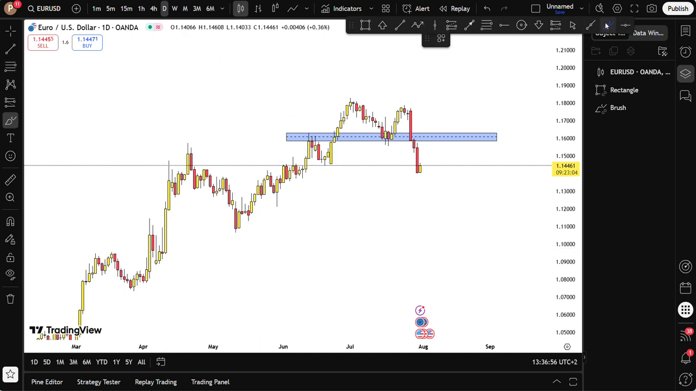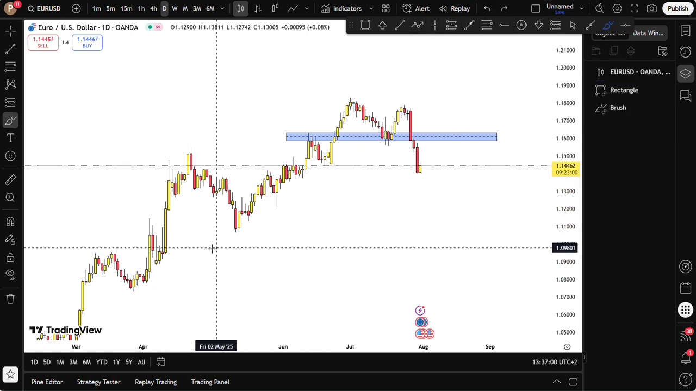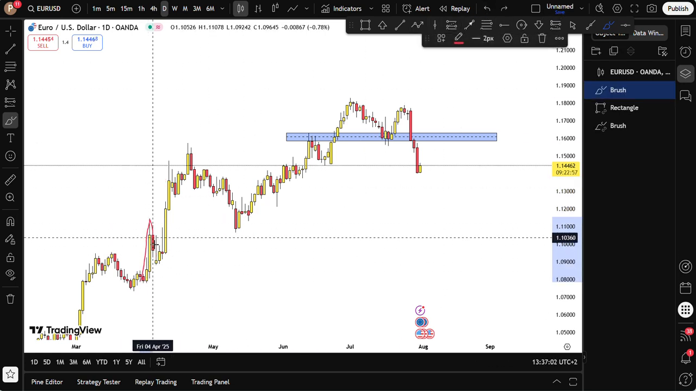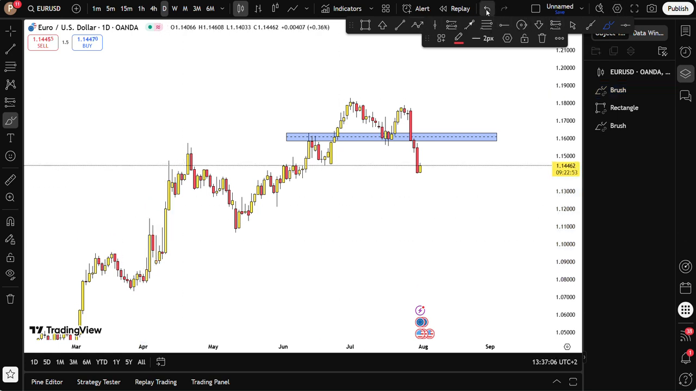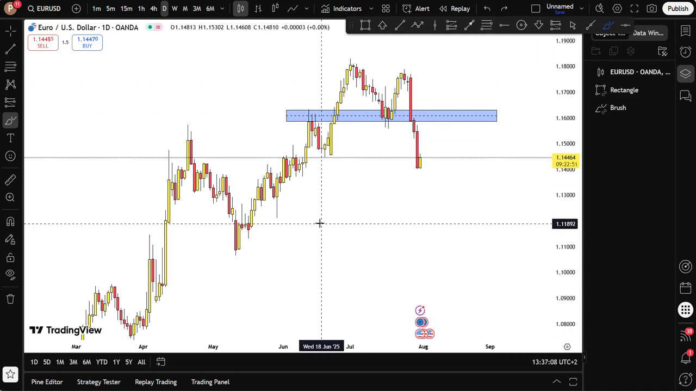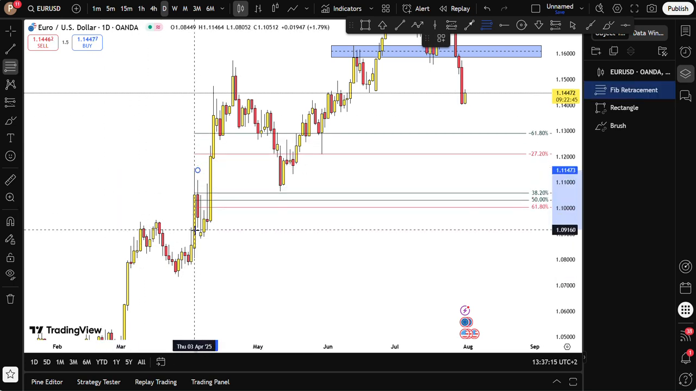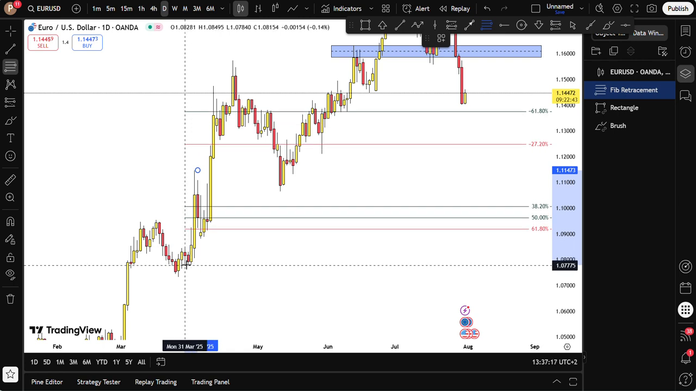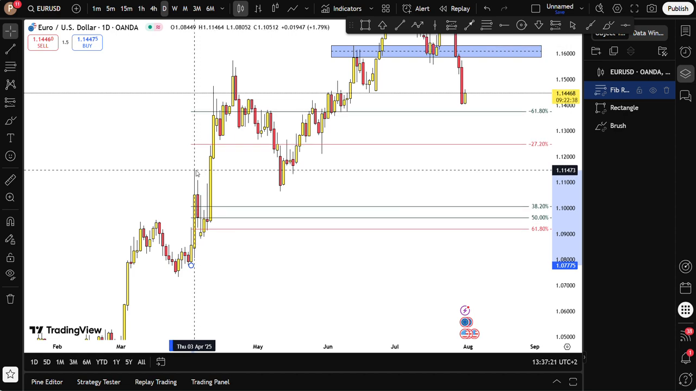Here's the impulse. Wait, let me draw it out properly. Here's the impulse, and then there was a correction, and then there was the impulse, right? So let me show you a tool I use to catch that. So now, here's the impulse, right? From the high, I measure the high, I measure the low of the impulse, where the impulse started and where it ended. It ended here.